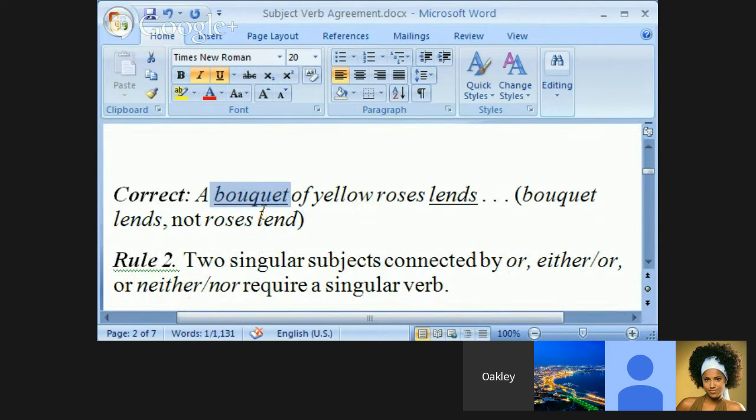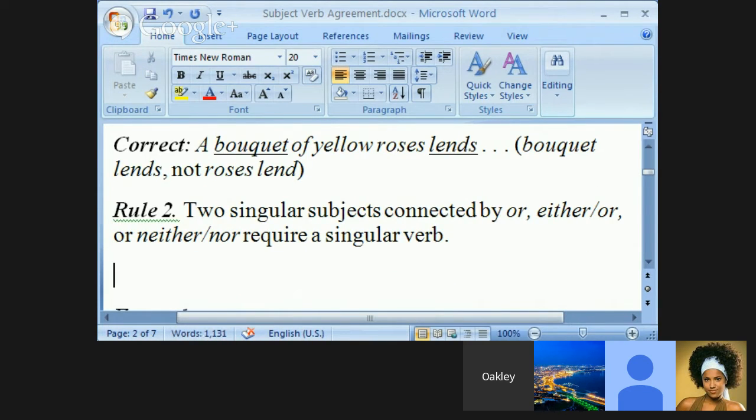Now they're getting more difficult as we go along. All right. Okay, so two singular subjects. Got that? Two singular things, a dog or a cat, for example, a pencil or a pen, which are connected by or, the either-or combination, or the neither-nor negative combination, require a singular verb. Okay, Hussein, can you make a sentence with two subjects and or?